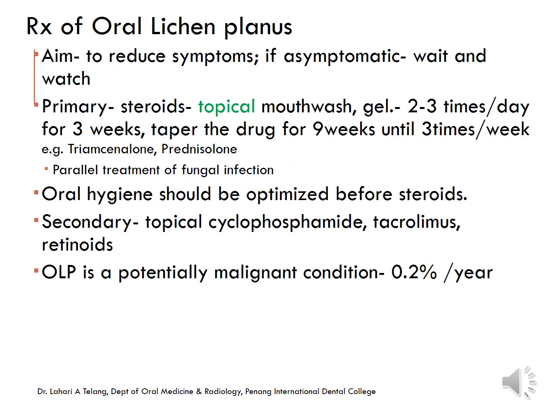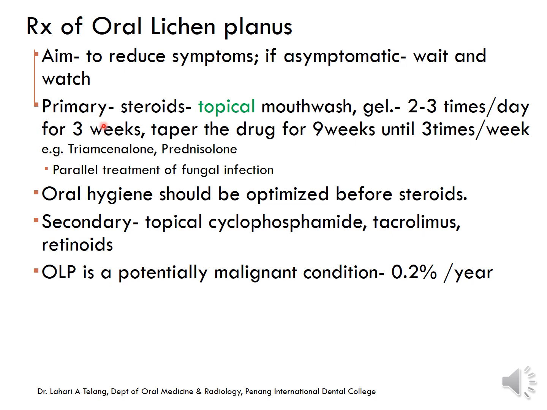Right, so when we're talking about treatment of oral lichen planus, our primary aim would be to reduce the symptoms of the patient. It's impossible to completely cure the patient. The only thing that we can do is reduce the symptoms of the patient, right? So we still don't have a complete cure for these patients. So if the patient is asymptomatic, we wait and watch. Literally you're waiting for the patient to develop symptoms, and that's the matter of fact.